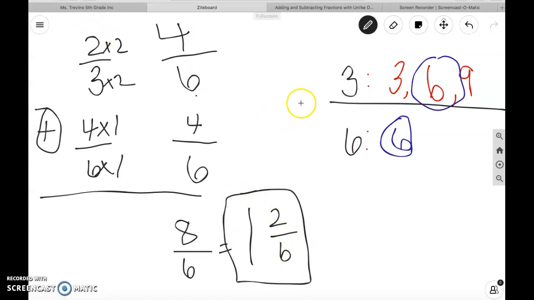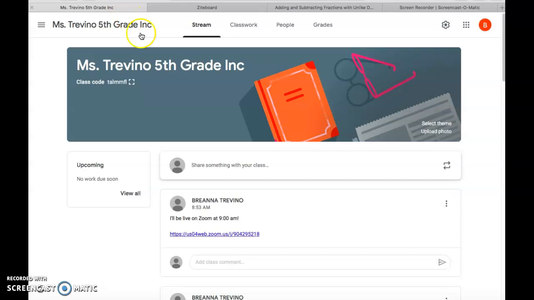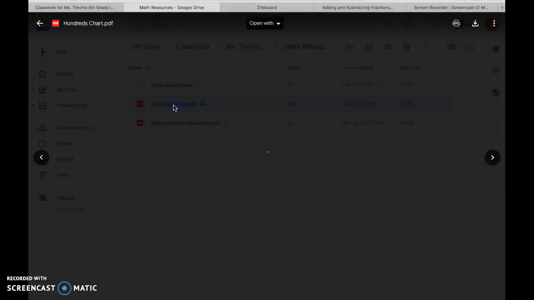Okay, so the strategy is for you to use that hundreds chart in order to come up with those multiples, right? Because those are what are going to help you figure out your new denominators. And if you're not strong with multiplication facts, then the hundreds chart will help you. So let me show you how to get to the hundreds chart. So we're in our 5th grade classroom. We go to classwork, class drive folder, math resources, and then hundreds chart.